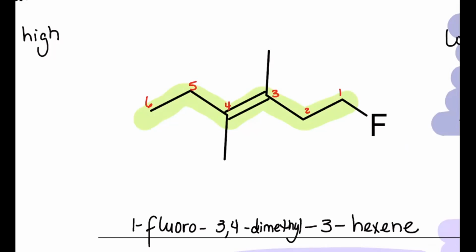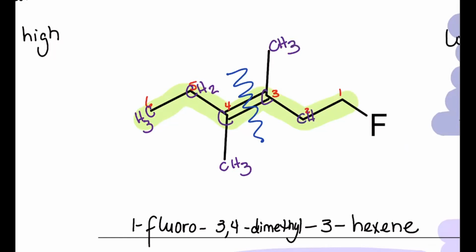Let's now do the cis and trans. I take my alkene, I divide it in the middle. Let me include the carbons and hydrogens. This is a CH3. This is a CH2. This is a CH3. This is a carbon. This is a carbon. This is CH3, CH2, CH2, and F.